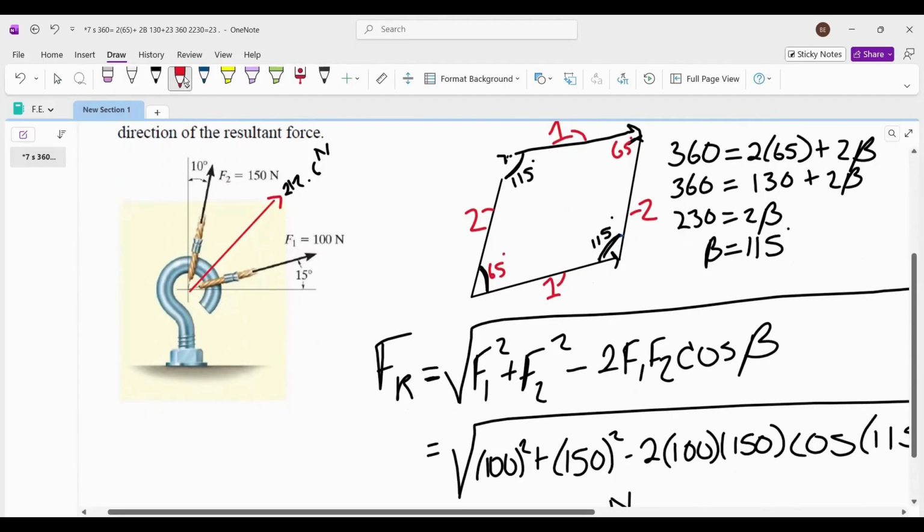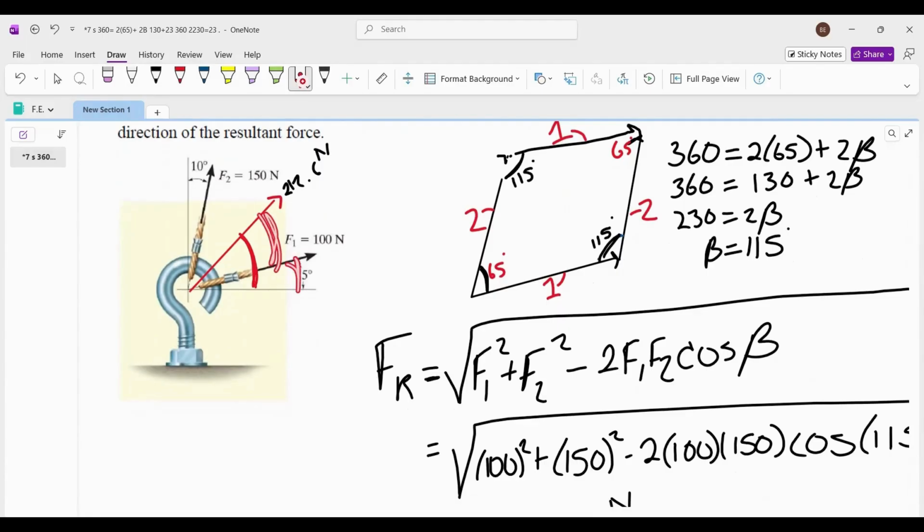Well, this angle is basically just this angle plus this angle. So really the only thing we've got to do is find this angle right here and then add it to the 15 degrees, and then we have our angle. So how are we going to find that angle? We're going to use again the parallelogram that we used earlier on.